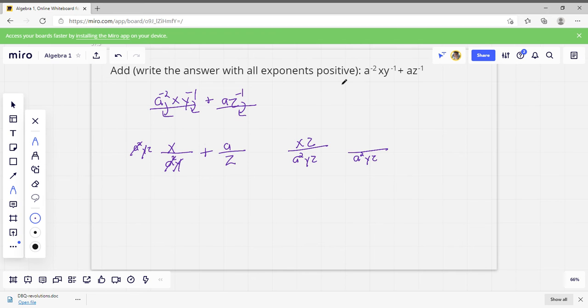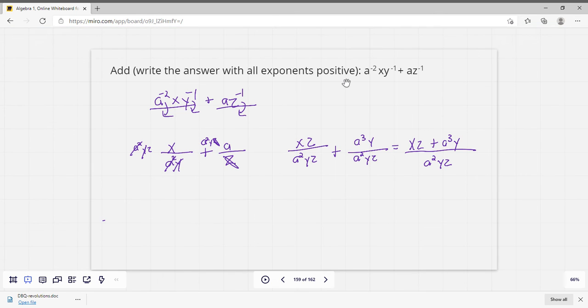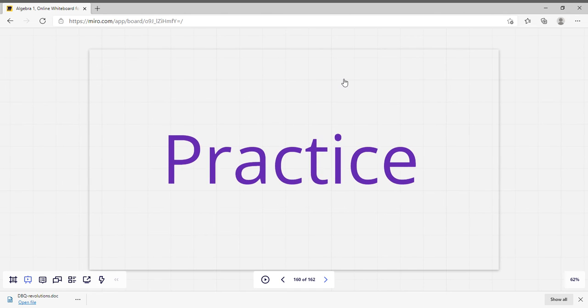And then on this one, I'm multiplying times a squared yz. I've got the z already. A times a squared would be a to the third y. Okay, and those are added, so I don't have any like terms I can add. So just write them in here: xz plus a to the third y. Alright, that's how you work those types of problems. Go ahead and try those practice problems, and I'll come back and work them for you, see if you get them right.